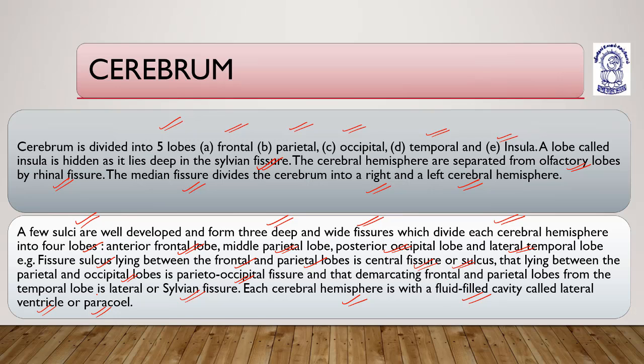So, cerebrum is divided into five lobes: frontal lobe, occipital lobe, temporal lobe, insula, and parietal. Parietal and occipital are separated by parieto-occipital fissure. Frontal and parietal lobe are separated by central fissure or sulcus. Frontal, parietal, and occipital are separated from the temporal lobe through the sylvian fissure or the lateral fissure.